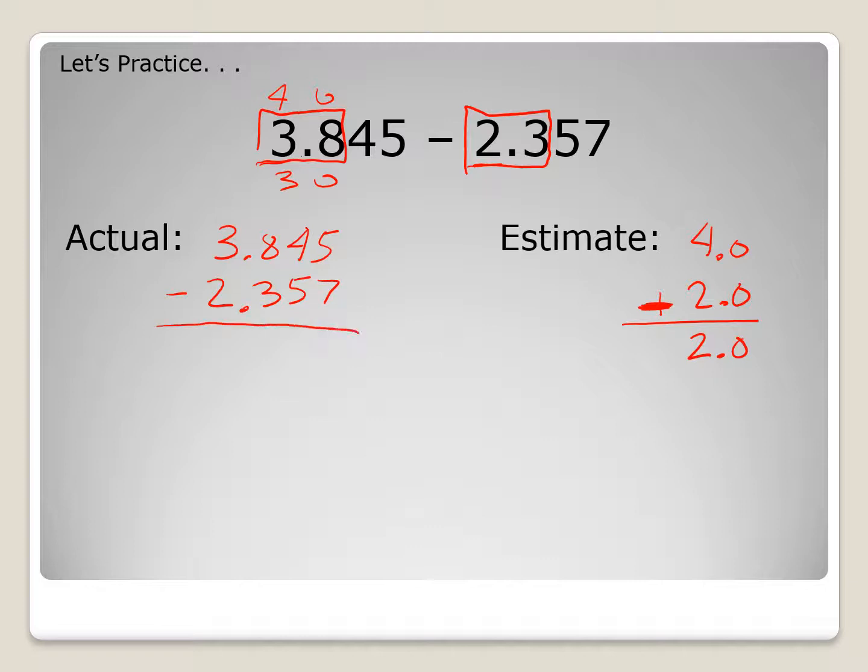I line my decimals up. I subtract like normal. 15 minus 7 is 8. 13 minus 5 is 8. 7 minus 3 is 4. 3 minus 2 is 1. So if this rounds to 5, 1 5/10 is about 2. So I am pretty close.